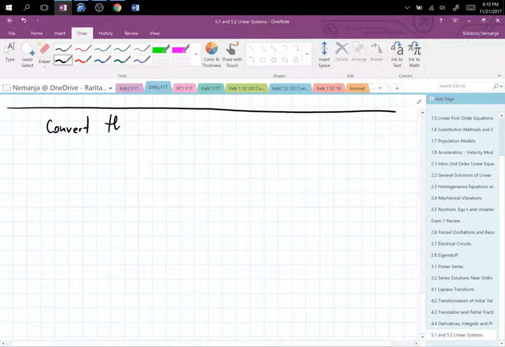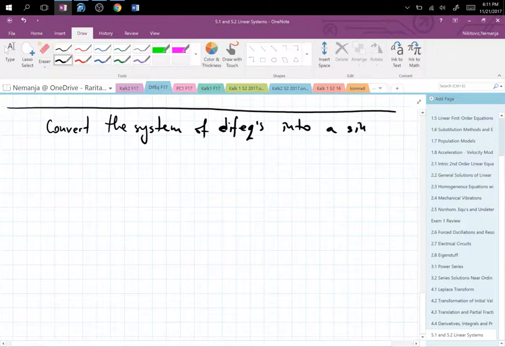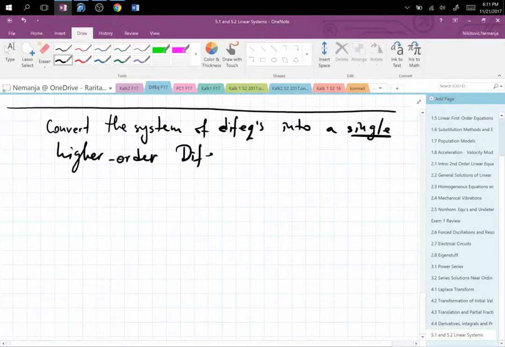Convert the system of DifEqs into a single higher order DifEq, differential equation.